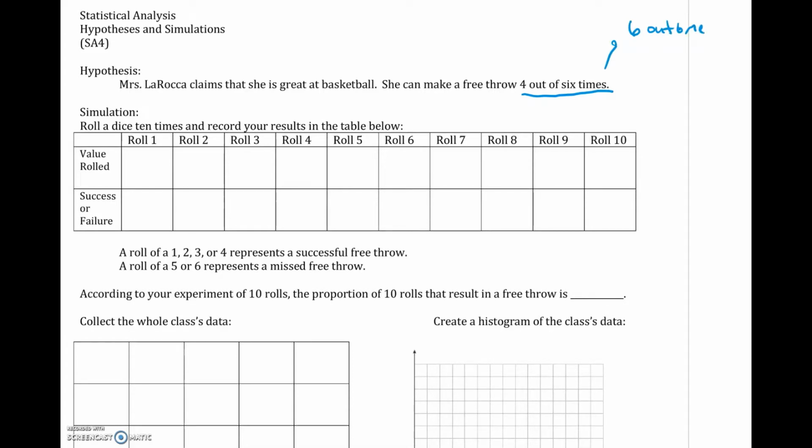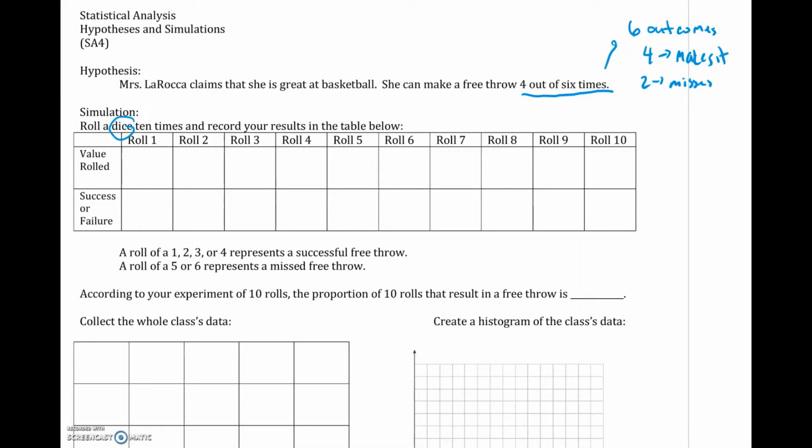So we need something that can simulate 6 equally likely outcomes, 4 of which mean she can make the basket, and 2 mean she doesn't, she misses. So something very common we can use that simulates 6 different outcomes is a dice.